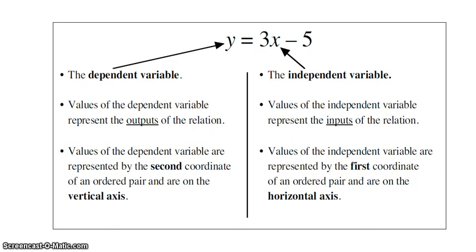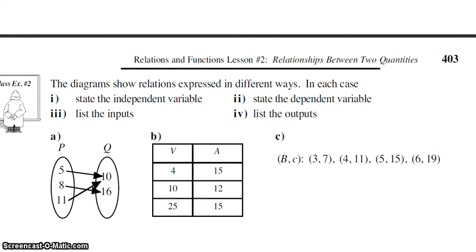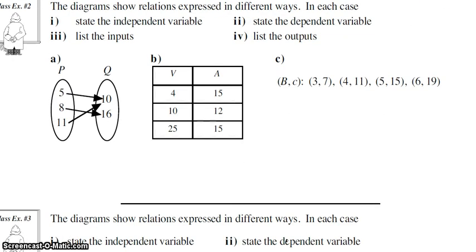All right, I'm going to show you some example diagrams showing relations expressed in different ways. In each case, state the independent variable, the dependent variable, list the input, and list the output. All right, here the independent variable is P, and Q is the dependent variable.